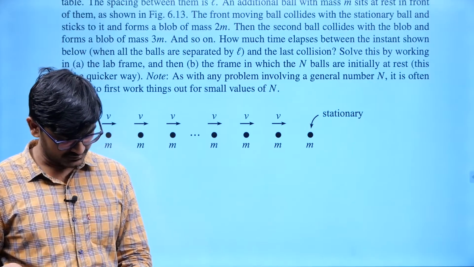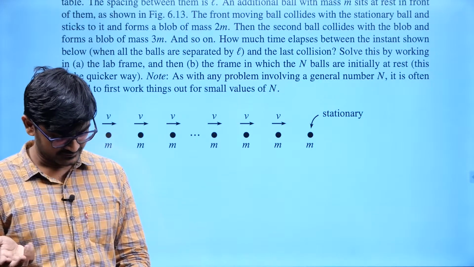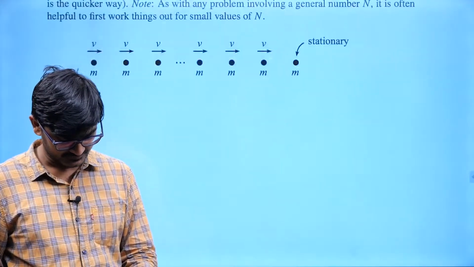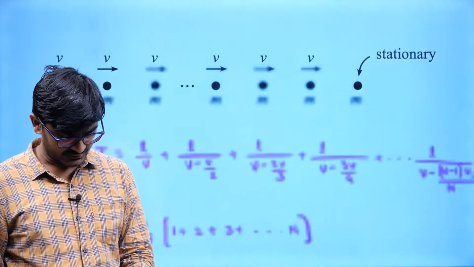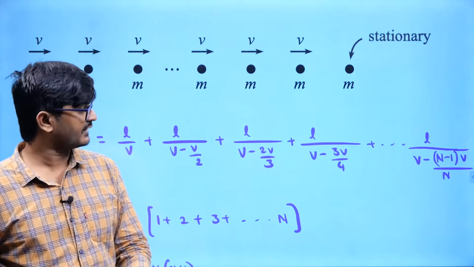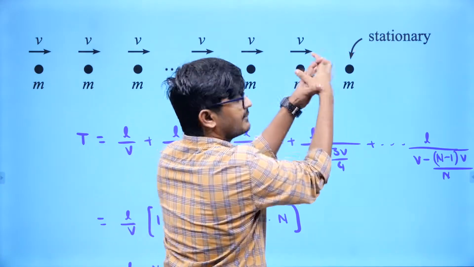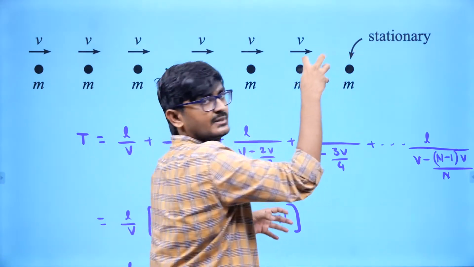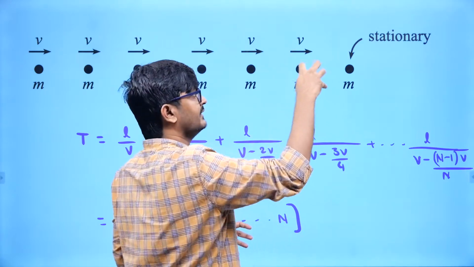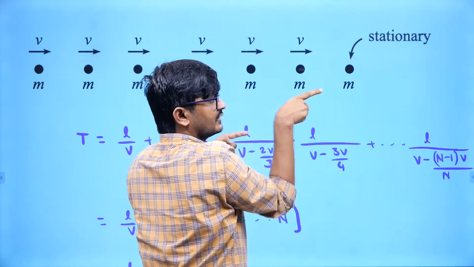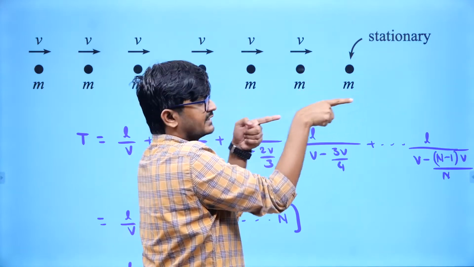So you need to solve this from the lab frame and from the frame where the n balls are at rest. I'll be doing it from the ground frame, that is the lab frame. So if I do it from the lab frame, the first collision will happen between these two. Now when the first collision happens between these two, what will happen? This total velocity will become v by 2. So if this thing is moving with v by 2 and this is moving with v, what is the relative velocity?